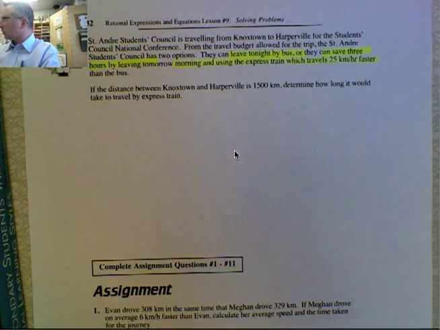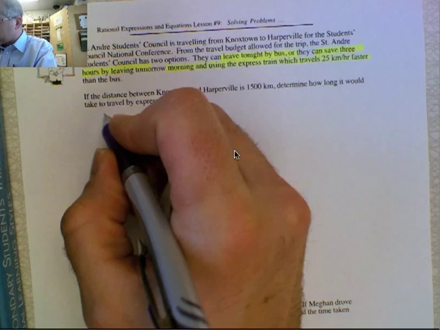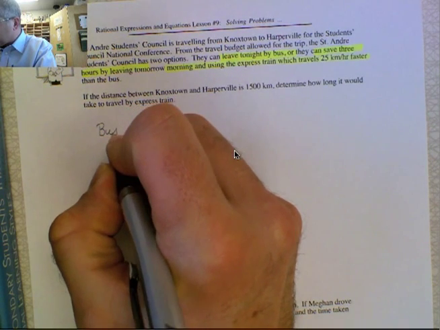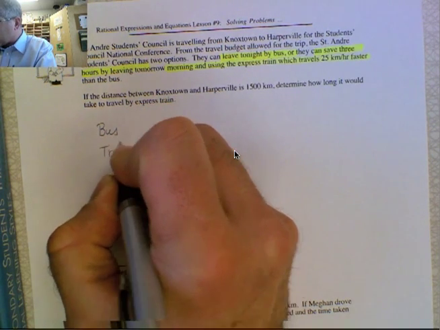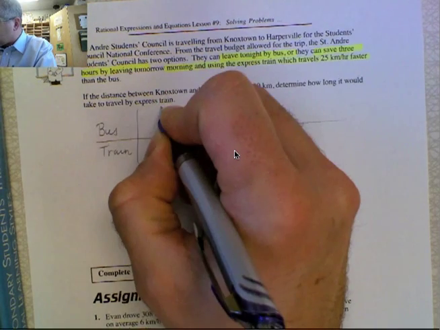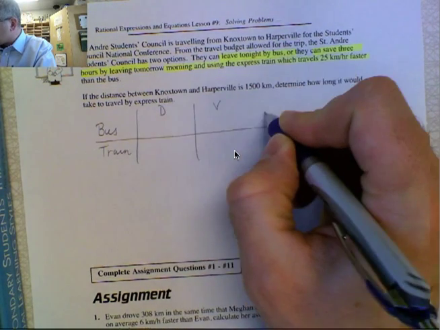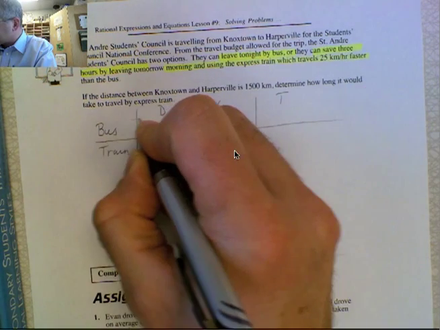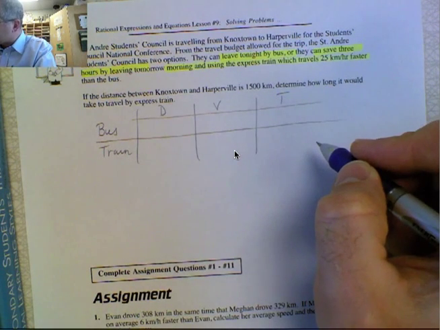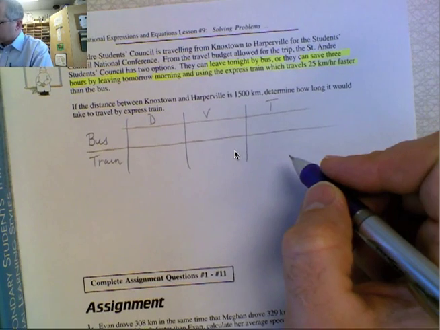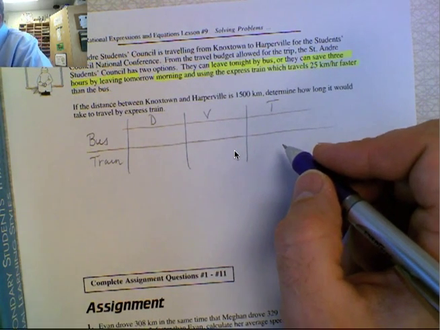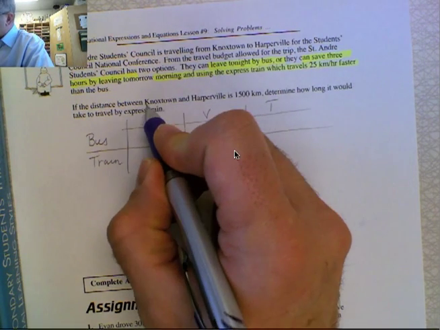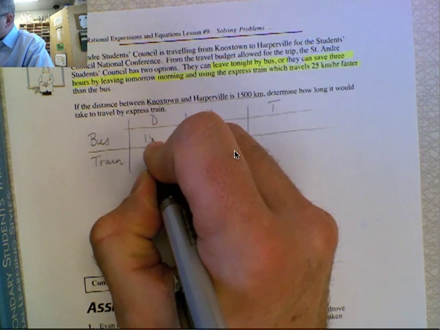So the first thing we're going to do is set up a chart. We know we can travel by bus and we can travel by train. And we've got distance, velocity, and time. So the distance that they are going to travel, it tells us up here the distance between these two places is 1,500 kilometers.